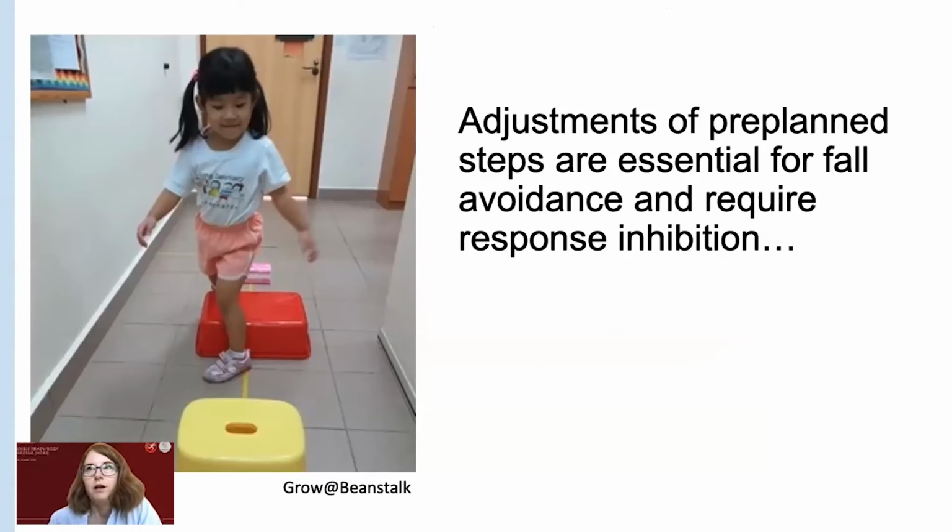So we have shown in the previous analysis that the adjustment of pre-planned steps requires response inhibition. We have shown that gait adjustments involve right prefrontal beta power increase, and this has been shown to be a marker of response inhibition in seated button press tasks.